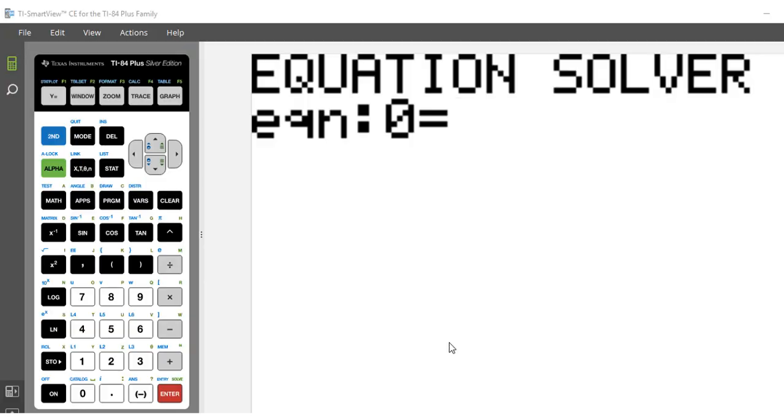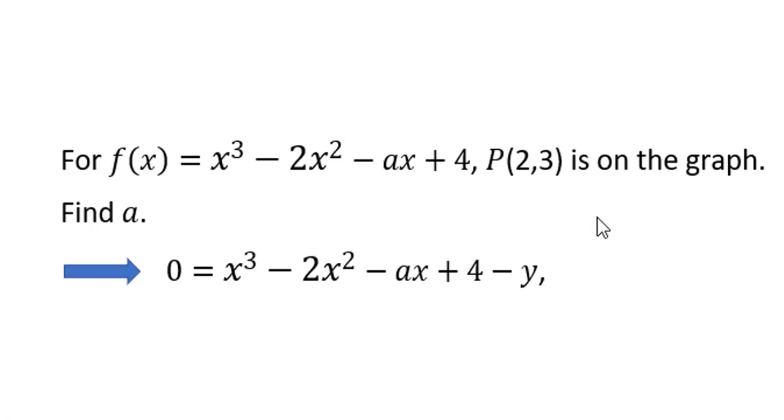In this video, I will introduce a very useful application, the equation solver, for when you have more than one variable in your equation. Look at this example: for f of x equals x to the third power minus 2x squared minus ax plus 4, we know P(2, 3) is on the graph. Then find a.